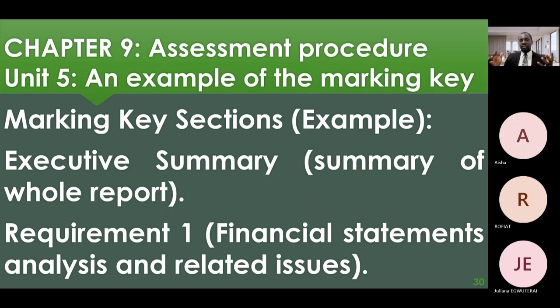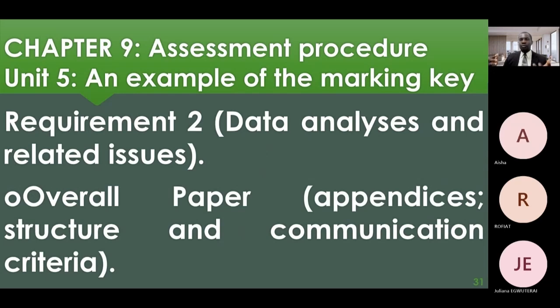So the marking key sections in the executive summary, like we looked at the boxes, 5 of them. The requirement 1, possibly financial statement analysis or other related issues. Predominantly, he has always come up with financial statement analysis. Just a few times, he juxtaposed or changed them. So requirement 2 mostly predominantly is data analysis, financial data analysis, or other related issues. So we also look at the overall paper from the appendices and your communication criteria.